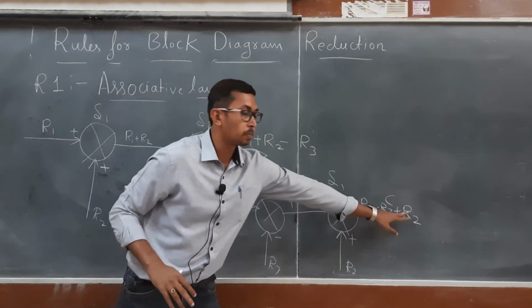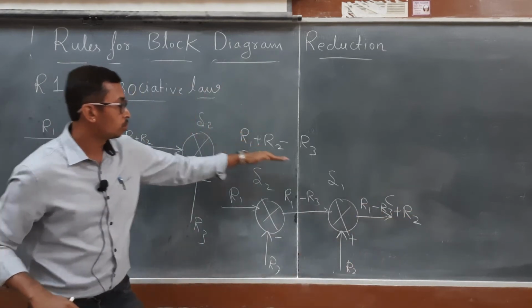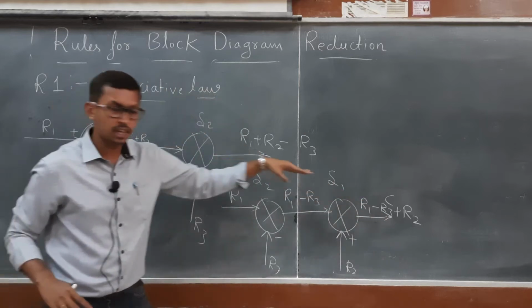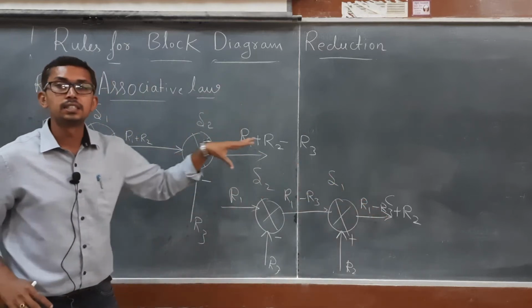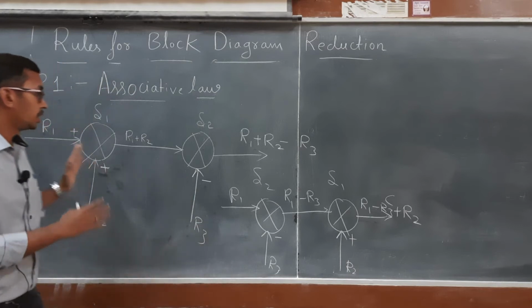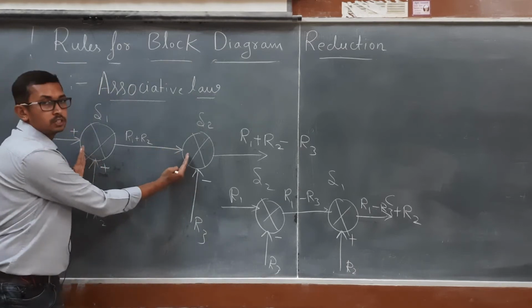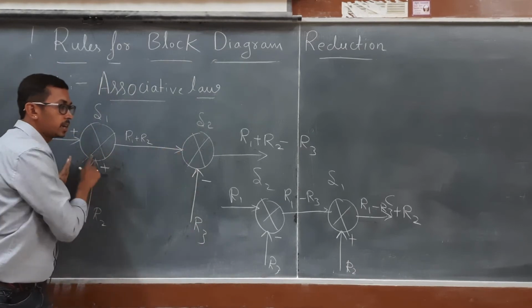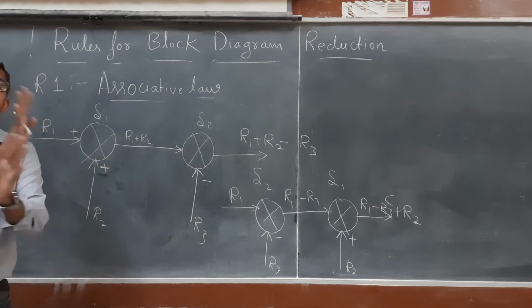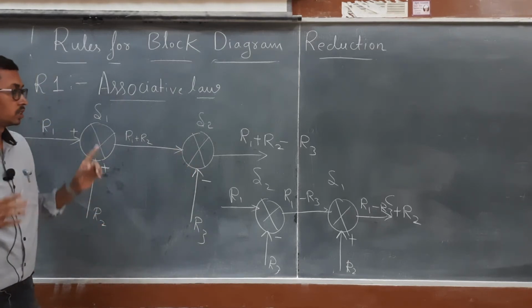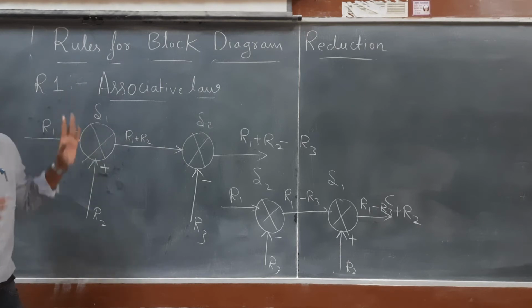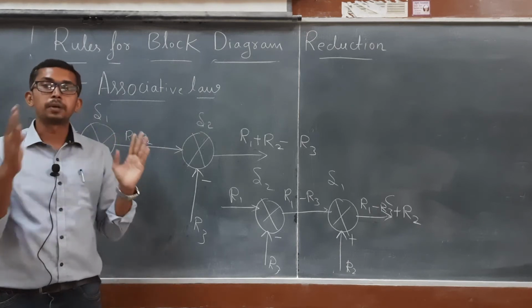R1 minus R3 plus R2. Now compare both the outputs. Is it the same or different? It is the same. So that means if there are any two summing points which are in the same line or in series, we can interchange them. That is what rule number 1 says. We can interchange the summing points.